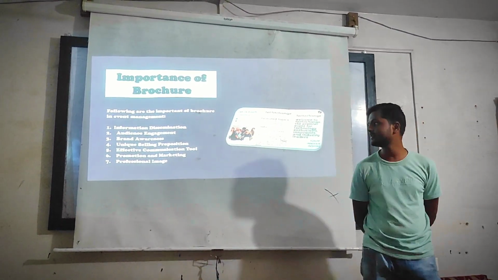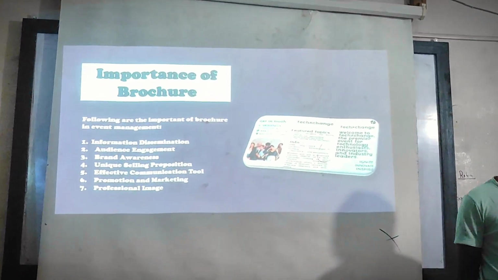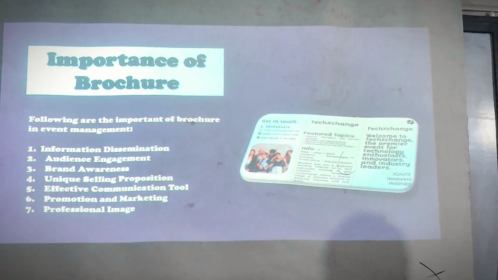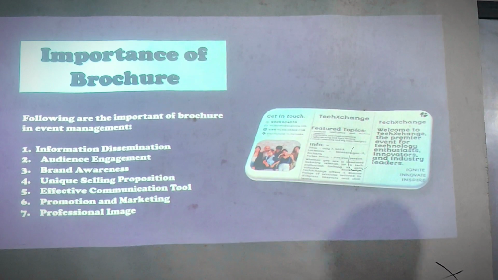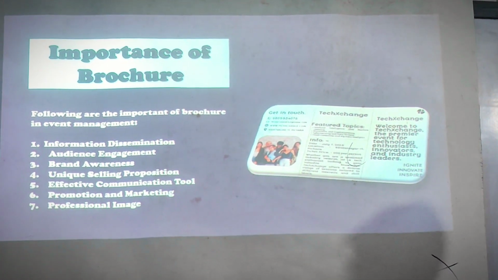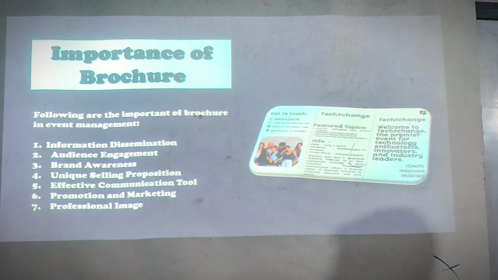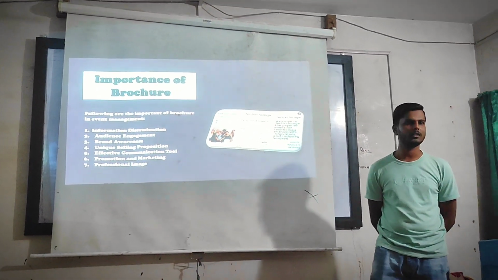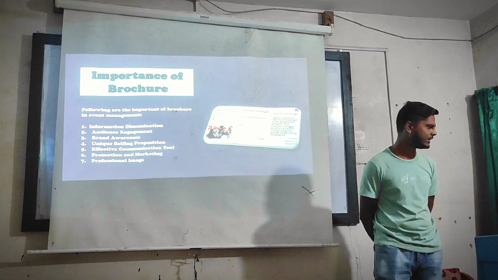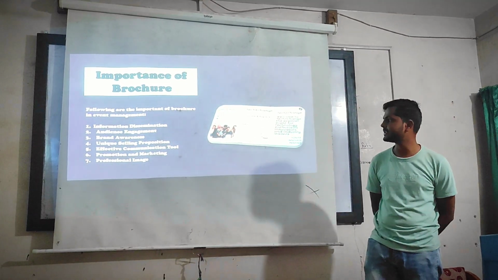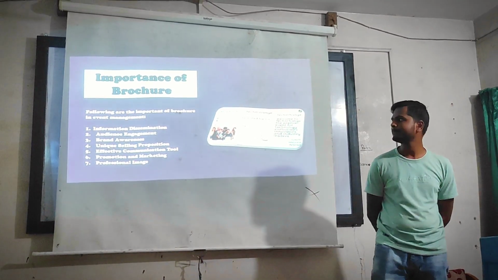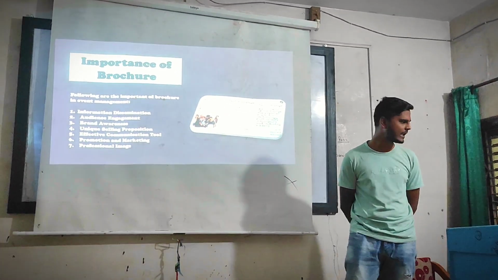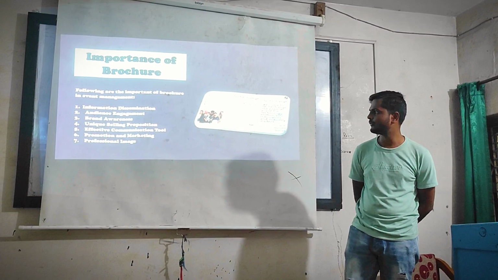Talking about the importance of brochure, there are various important aspects in event management. First one is information dissemination. The brochure helps disseminate information to the different stakeholders that are related to an event. Maybe attendees, other organizers or the stakeholders. Second one is audience engagement. Through a visually appealing brochure, we can engage our audience and attendees for an event.